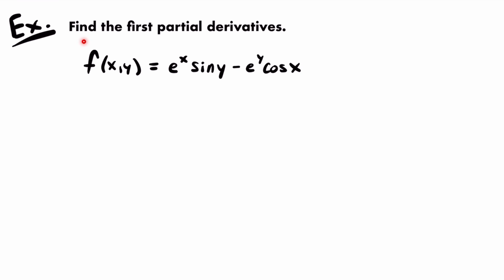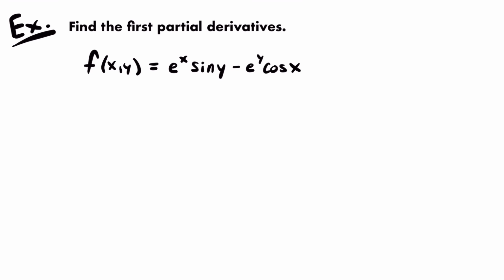Here we once again want to find the first partial derivatives, and our multivariable function is f of x y equals e to the power of x times sine y minus e to the power of y times cosine x. Okay, so once again, there are two partial derivatives that we need to find here, the partial derivative with respect to x and the partial derivative with respect to y. Let's start by finding the partial derivative with respect to x.